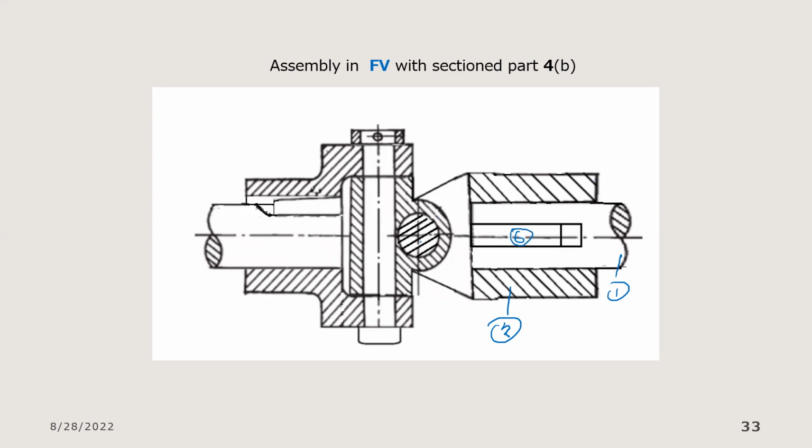Okay, and this is a newcomer, which is another instance of the pin. We are cutting across the pin, so it's needful that we hatch that section. What are we going to have? What part number is supposed to be here? Pin is part 4. Good. This is part 5.